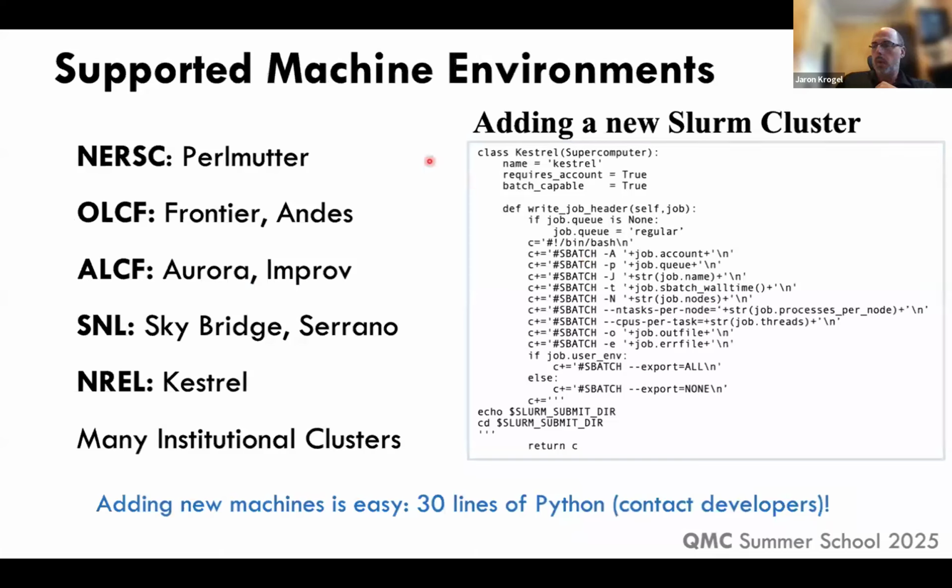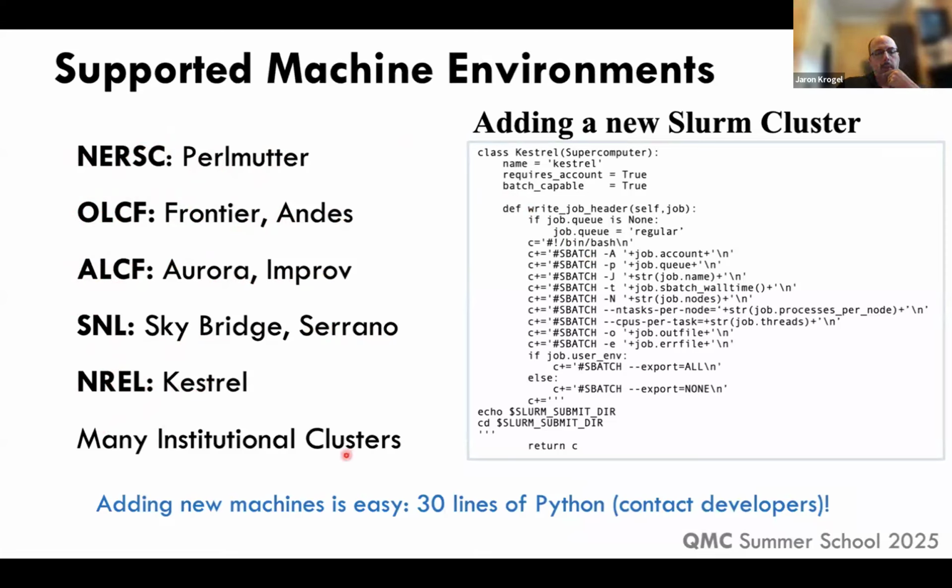So what computing environments are supported by NEXUS? What's it already know about? So it already knows about machines at several large facilities in the US. At NERSC, it automatically supports Perlmutter. At the Oak Ridge Computing Facility, it's the Frontier and Andes machines. At the Argonne Computing Facility, it's Aurora and Improv. At Sandia National Labs, it knows about Skybridge, Serrano, and several others. And at NREL, it knows about Kestrel, in addition to many other institutional clusters elsewhere.